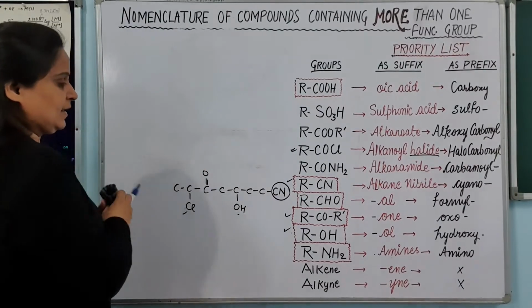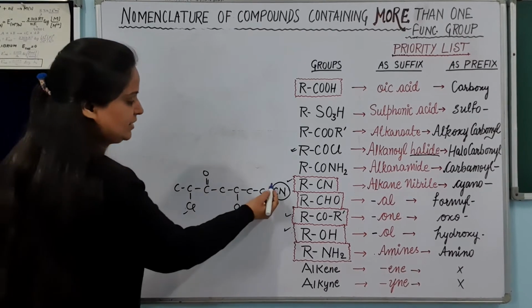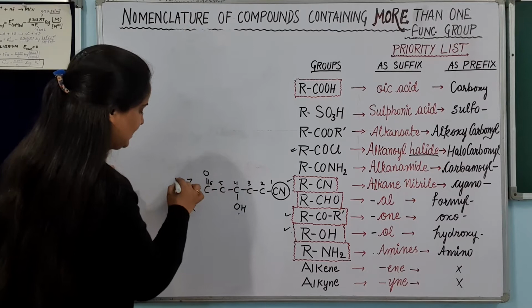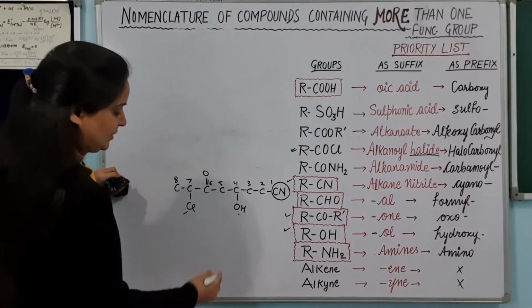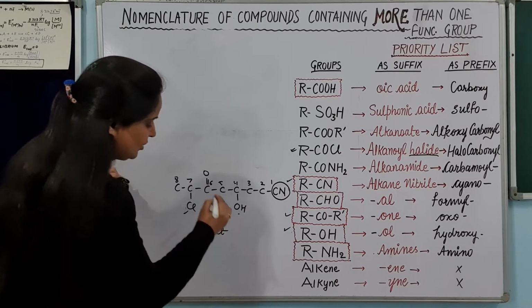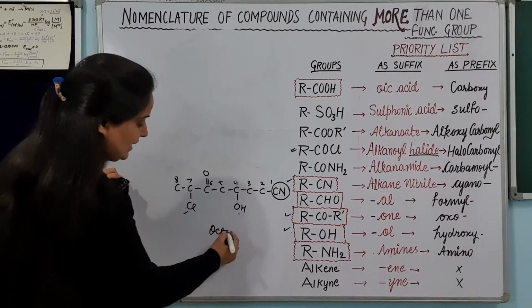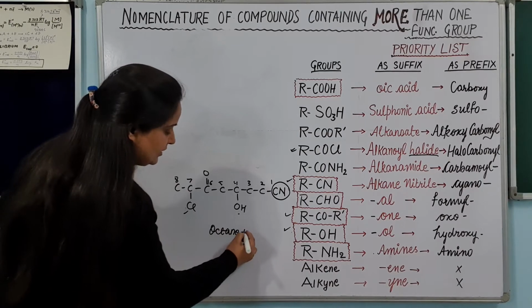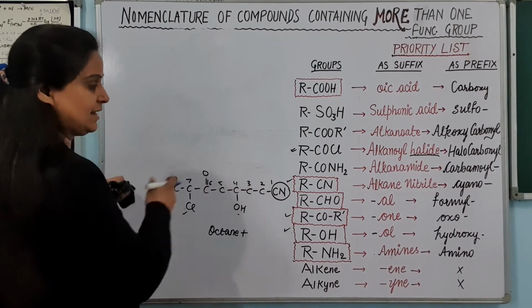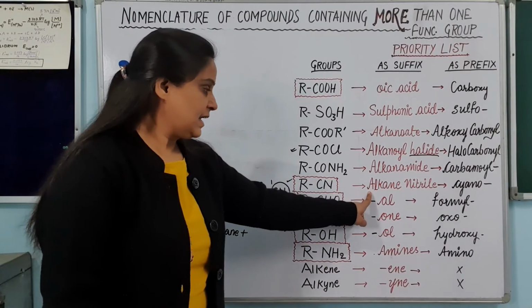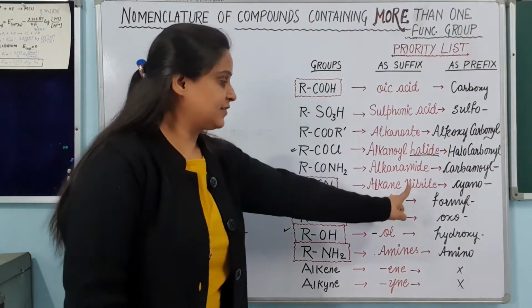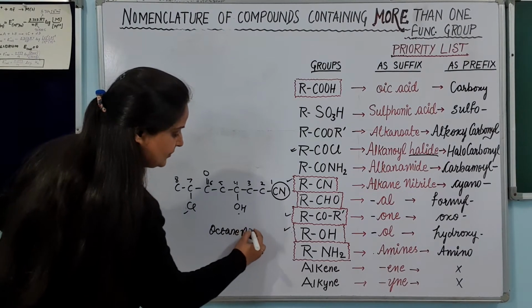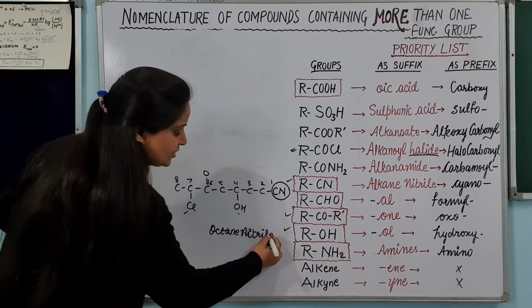So first of all I am naming the compound: 1, 2, 3, 4, 5, 6, 7 and 8. That means there are 8 carbons, which means oct. The very first thing is no double bond, no triple bond, so this becomes octane. Now, the main functional group is cyanide. You can see alkane nitrile is the suffix used for it. So this becomes octane nitrile. Fine, so the suffix is done.